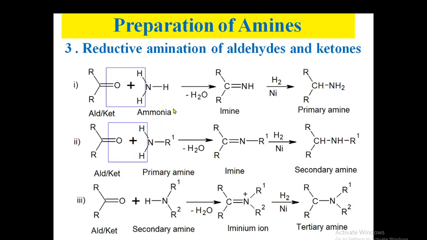Similarly, instead of ammonia, if you take a primary amine and react it with the aldehyde or ketone, you will get an imine again, and on reduction you will get the secondary amine.